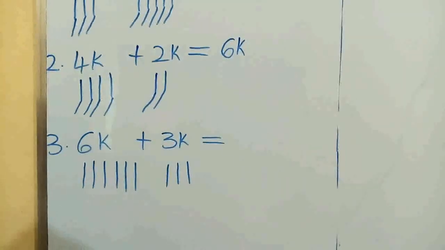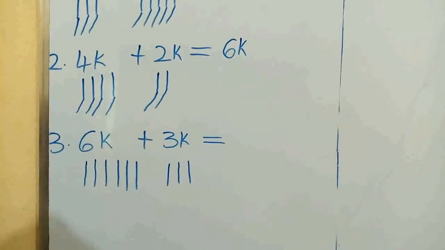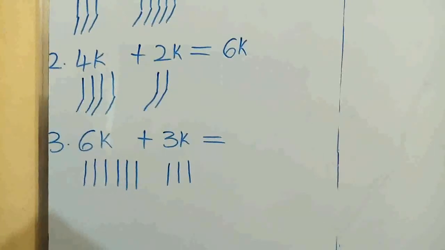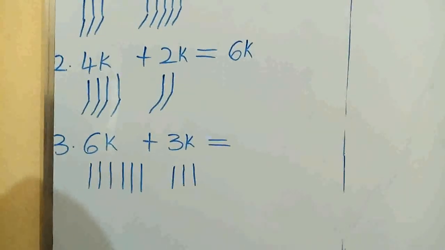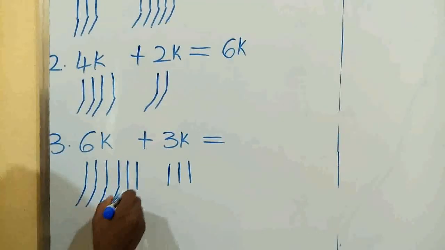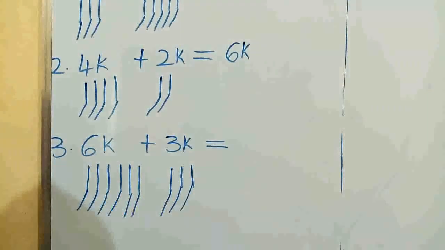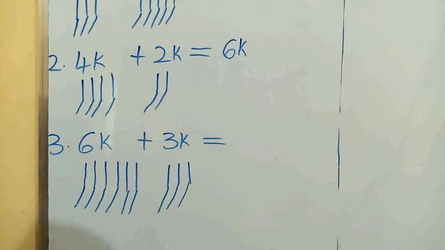So now after counting 3, what did you do? Did you add all of them together? Lovely. If you do that, you are correct. Let's do it together now. 1, 2, 3, 4, 5, 6, 7, 8, 9. Our answer is what? 9.